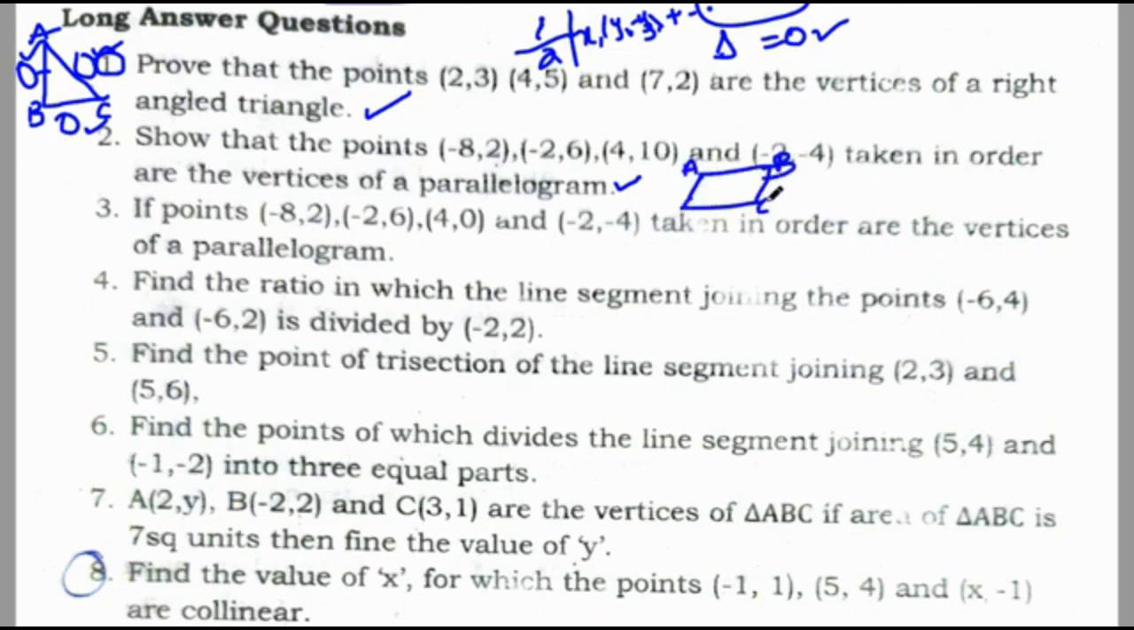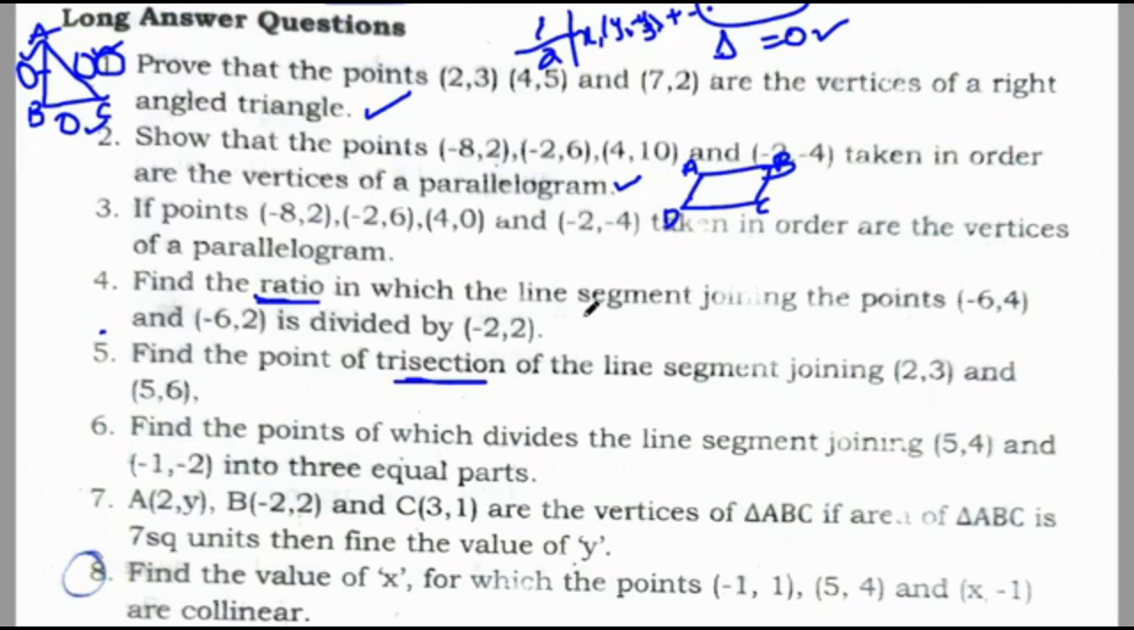Midpoint of ABCD: the midpoint of AC should be equal to the midpoint of BD. So if the BD midpoint and AC midpoint are equal, then they are the vertices of a parallelogram. Find the ratio. Whenever the word ratio or trisection is there, you have to apply the section formula, students.